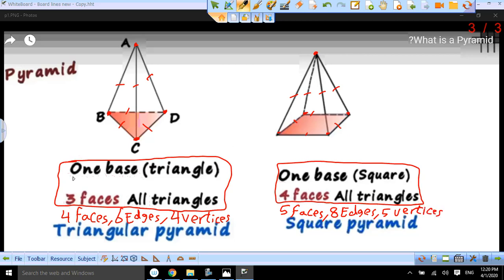This is the difference between the triangular pyramid and the square pyramid.